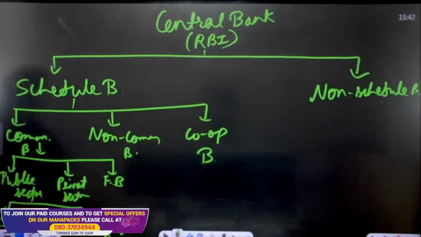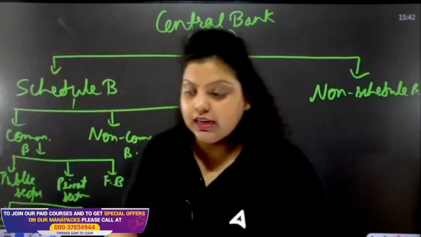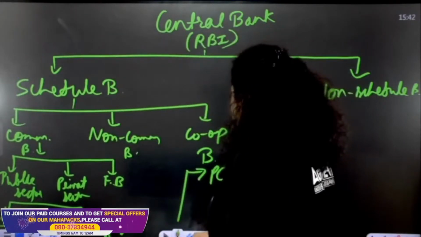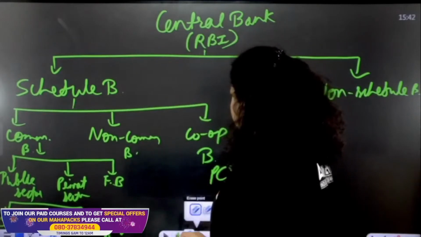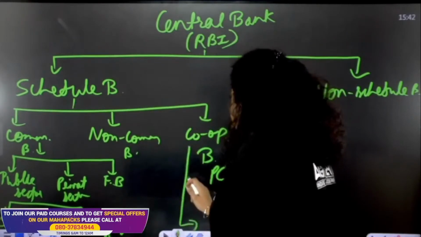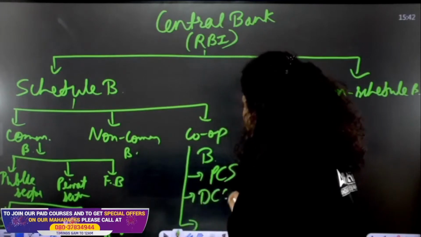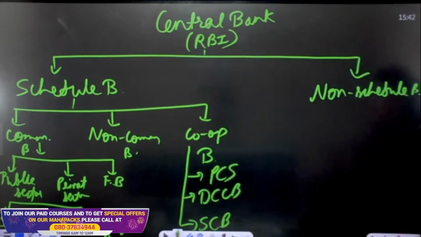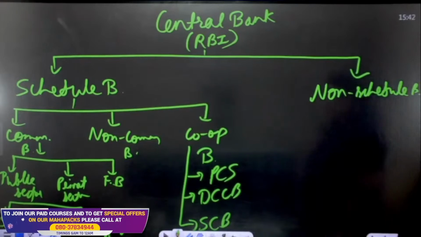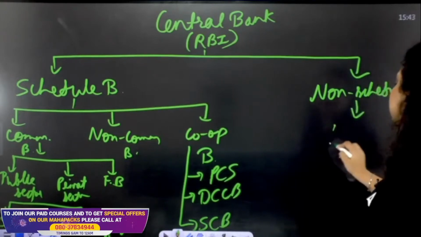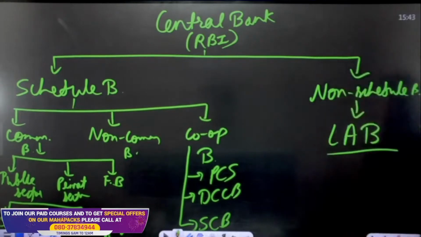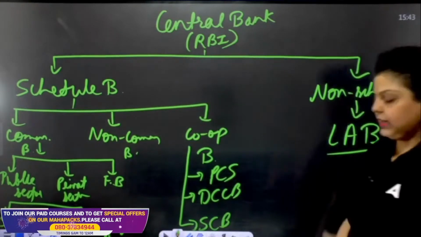Okay, now the cooperative banks are also divided into 3 categories. The 3 categories are primary credit society, district central cooperative bank, and state cooperative bank. So these are the 3 cooperative bank types. Now the local area banks are the only non-scheduled commercial banks in the country. Only the local area banks are the non-scheduled banks in our country. LAB means local area banks.